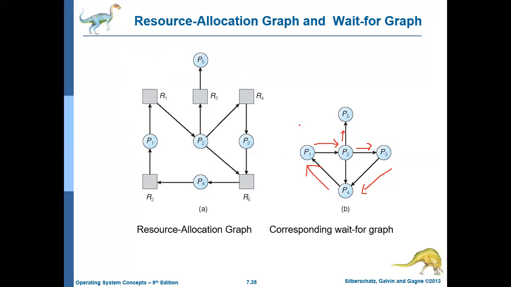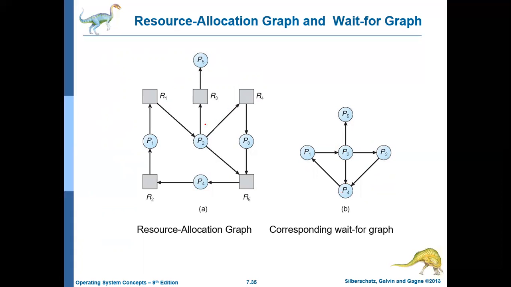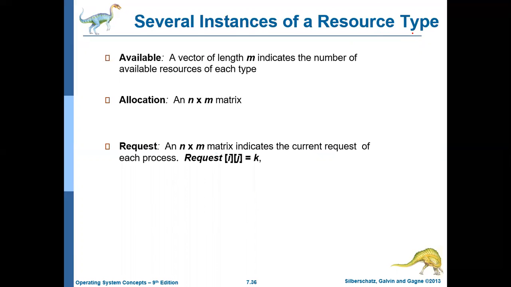If there is a cycle, then the wait for graph will confirm that there is a deadlock. And wait for graph is applicable only if there is a single instance of each resource type. So this is how deadlock is detected by using wait for graph when there is one instance of each resource type. Next, let us see how to detect deadlock when there are multiple instances of each resource type.